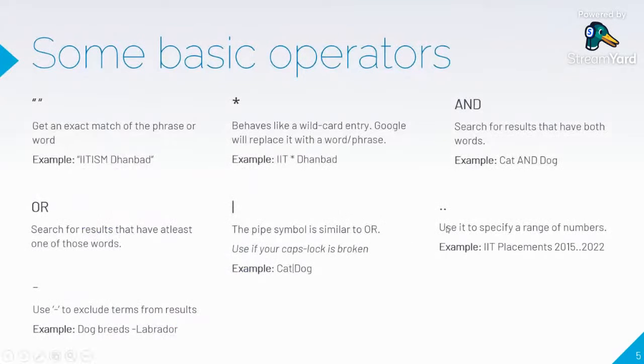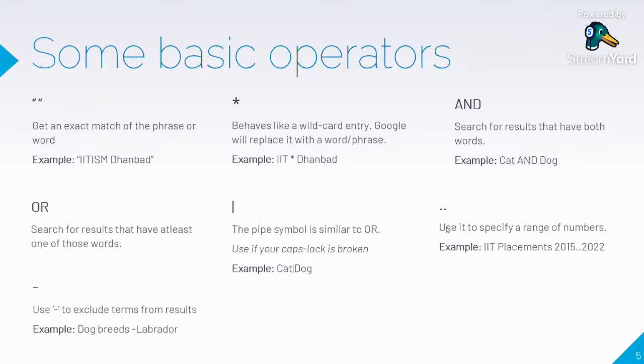Now suppose you want to find out the placements of some IIT from 2015 to 2022. One way to do that is you search IIT placements 2015, 2016, 2017. Alternatively, you can write 2015 double dot 2022. So it will replace the whole range, like it's either of those numbers: 2015, 2016, 2017, 2018, and so on.